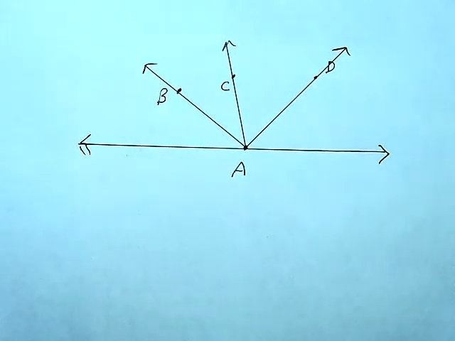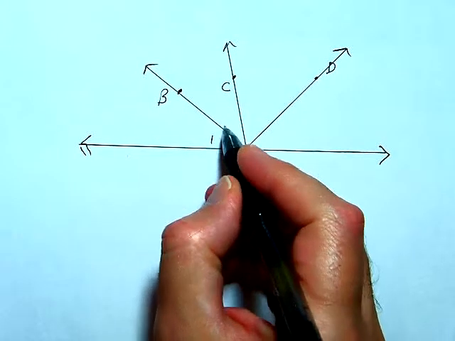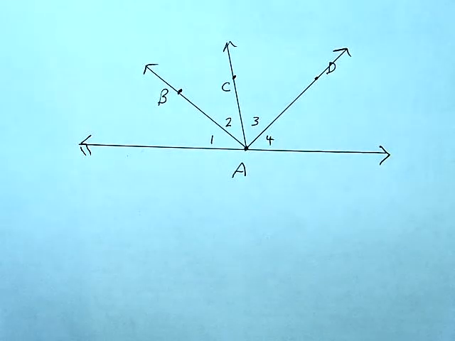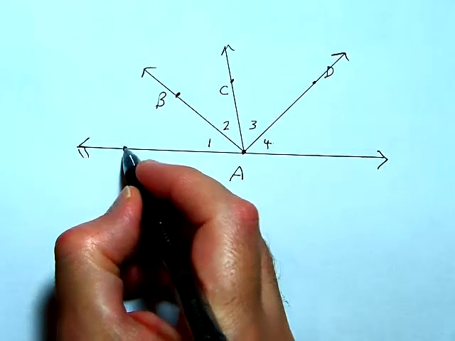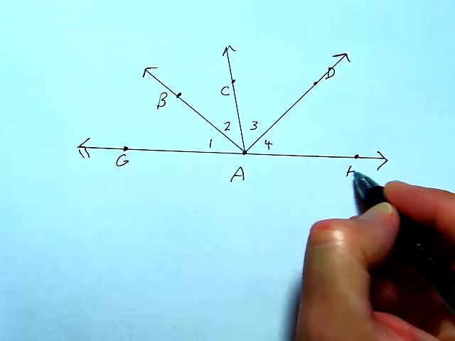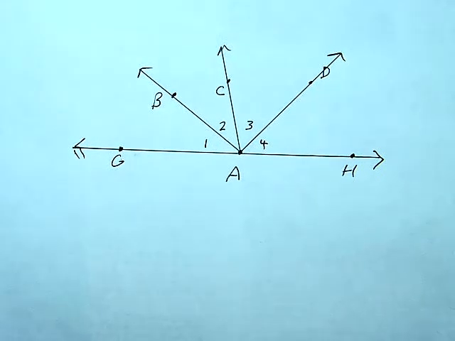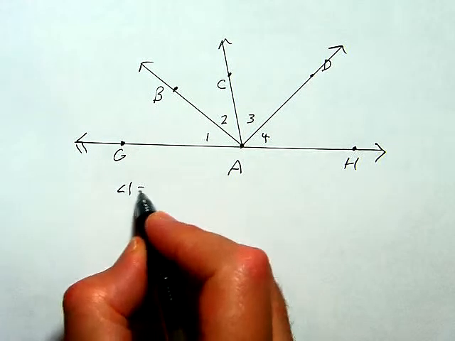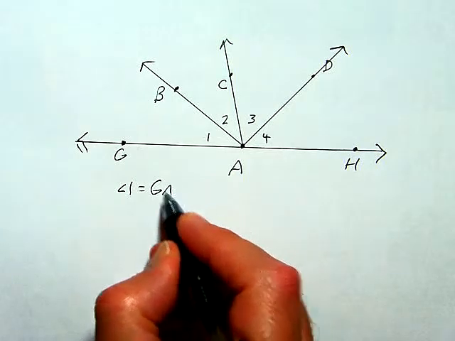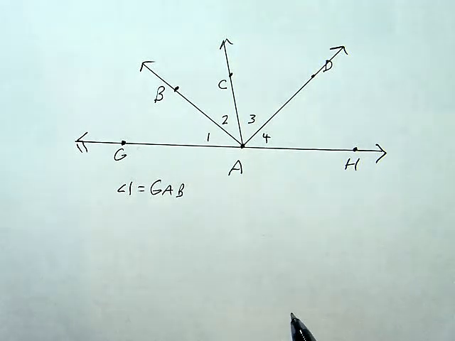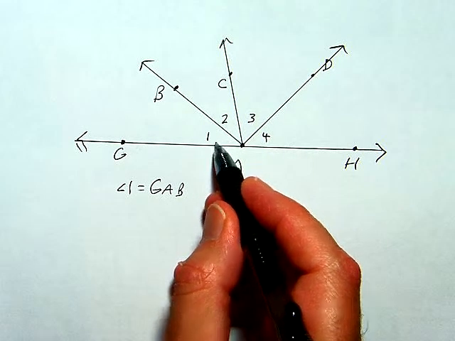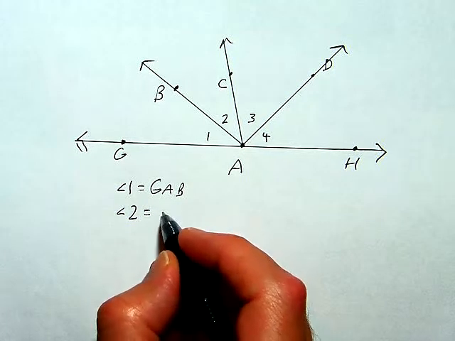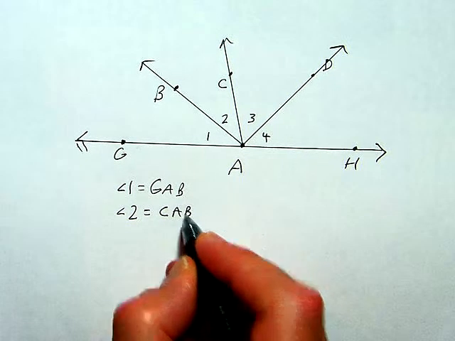Okay, and let's say I number these angles, number 1, number 2, number 3, and number 4. For reference, let me add a point G here and a point H over here. So what would be another name for angle 1? Well, angle 1 would be the same thing as GAB. It's this angle here to there. What about angle 2? Another name for it would be CAB.